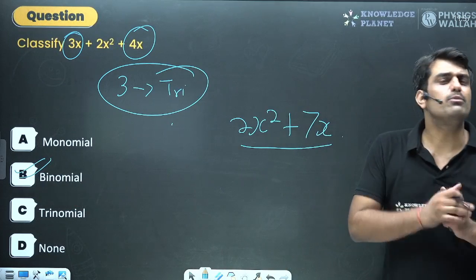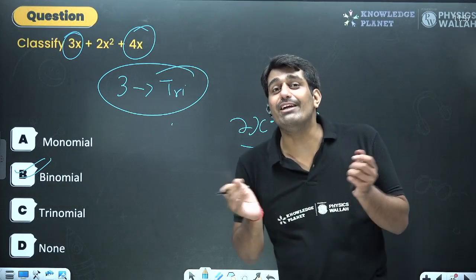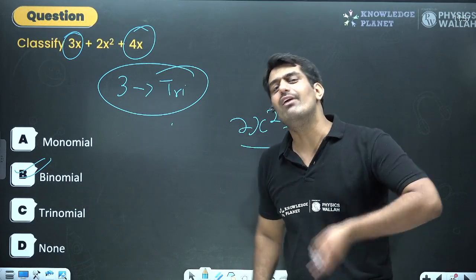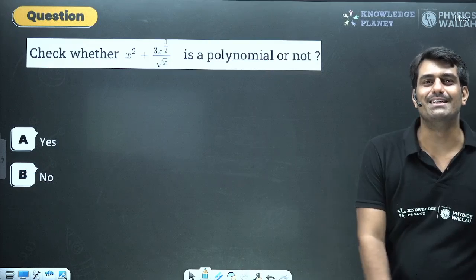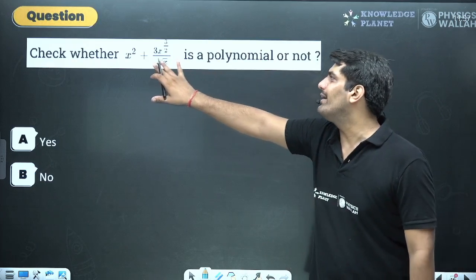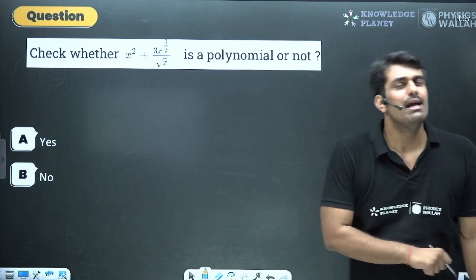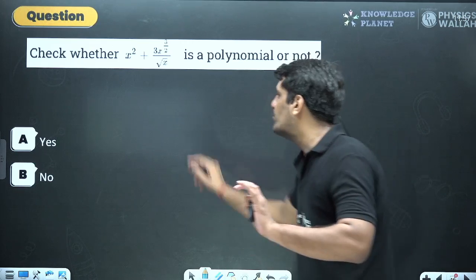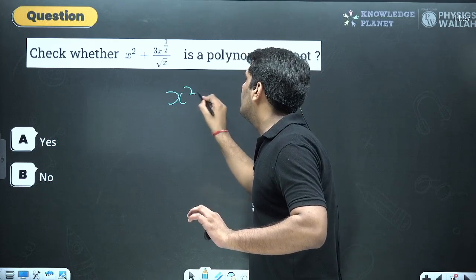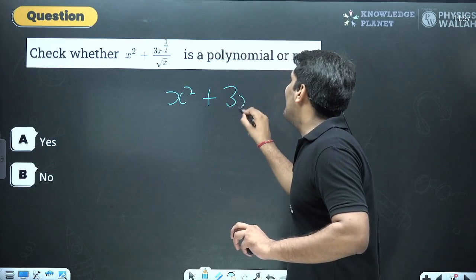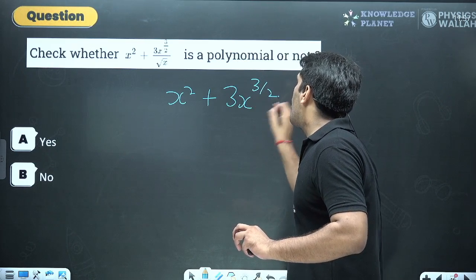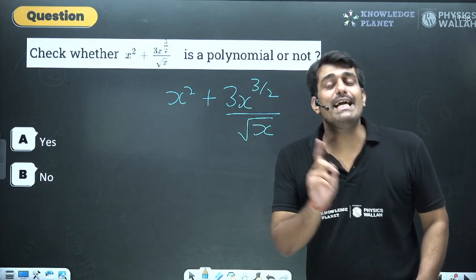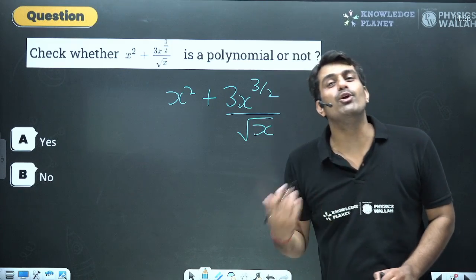I told you this would be the last question, but I want to bring up a very good question in front of you. The topic was what are polynomials. So the last question will be about what are polynomials. You have to observe the expression over here whether it is a polynomial or not. If you say, sir, it's not visible to me, let me rewrite it for you. This is written as x square plus 3x raised to the power 3 by 2 upon root of x. This will check all the concepts which I have told you till now.